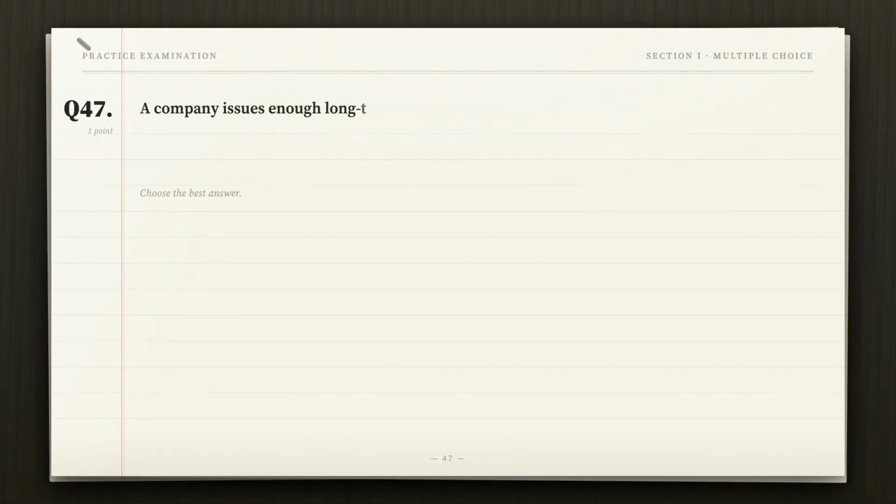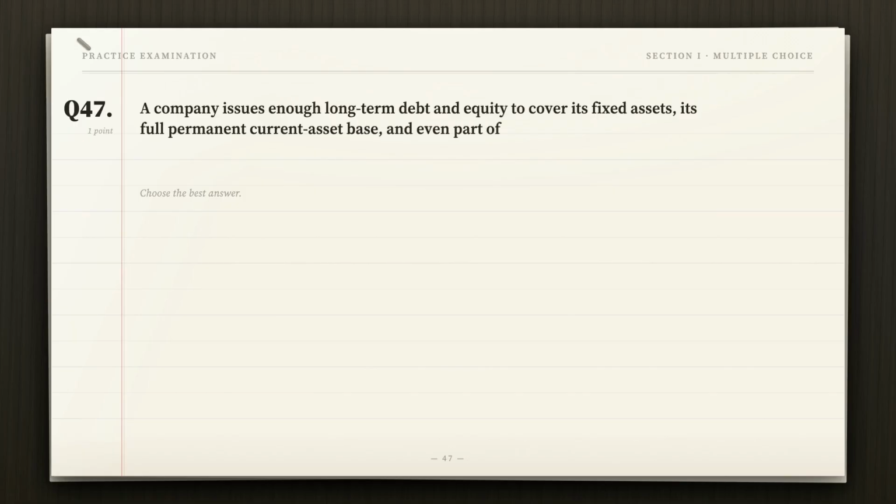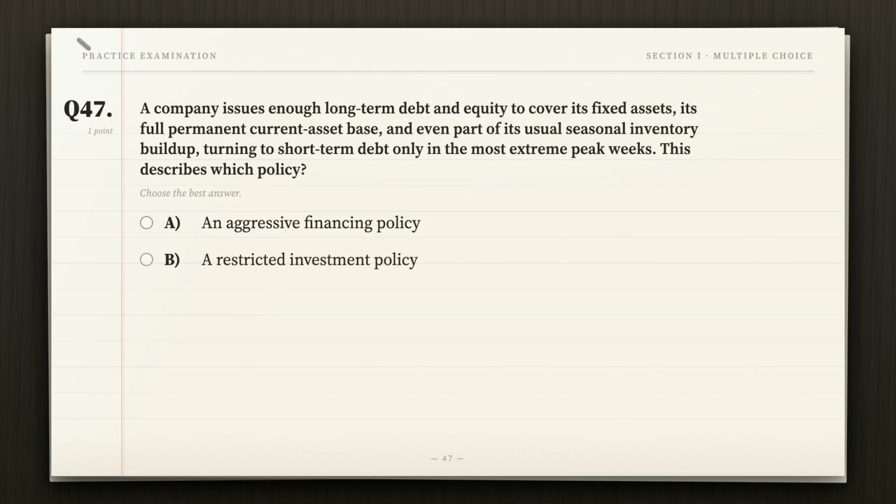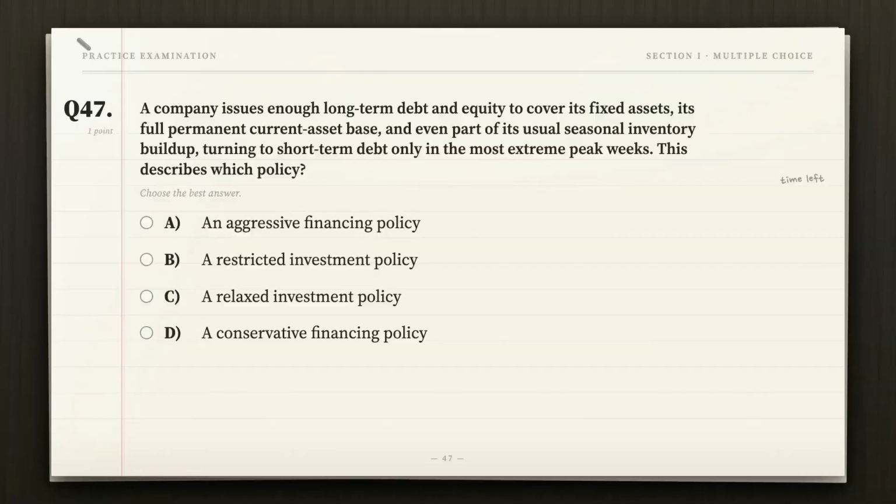Question 47. A company issues enough long-term debt and equity to cover its fixed assets, its full permanent current asset base, and even part of its usual seasonal inventory buildup, turning to short-term debt only in the most extreme peak weeks. This describes which policy? Your options are A, an aggressive financing policy, B, a restricted investment policy, C, a relaxed investment policy, D, a conservative financing policy. Don't overthink it. Which one feels right?